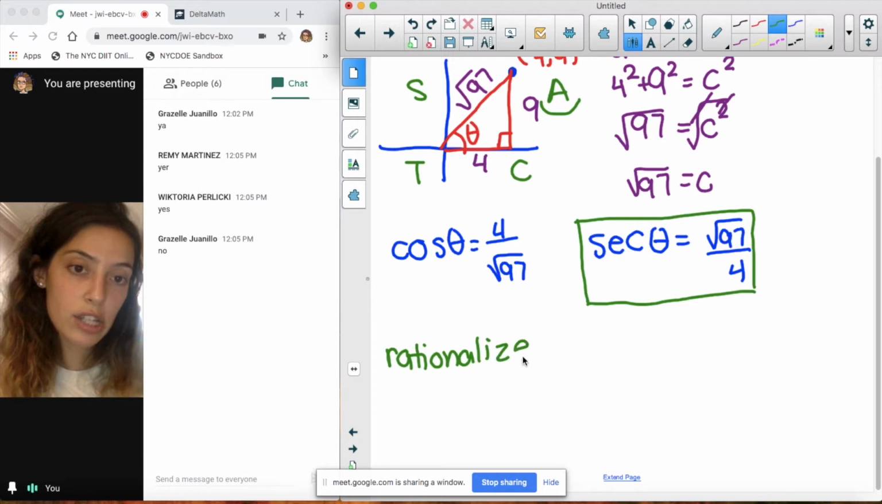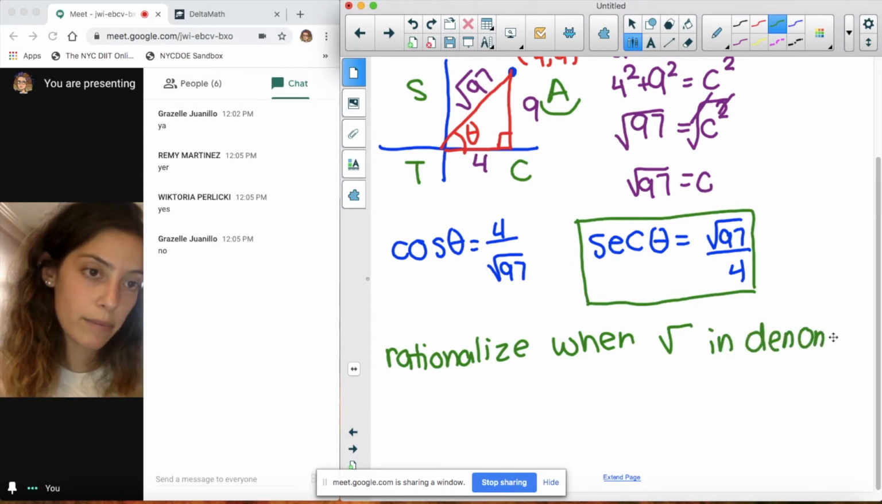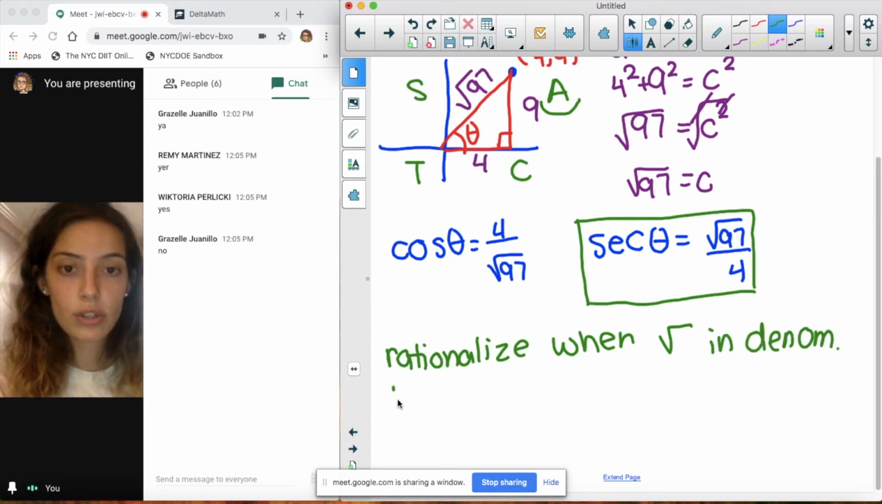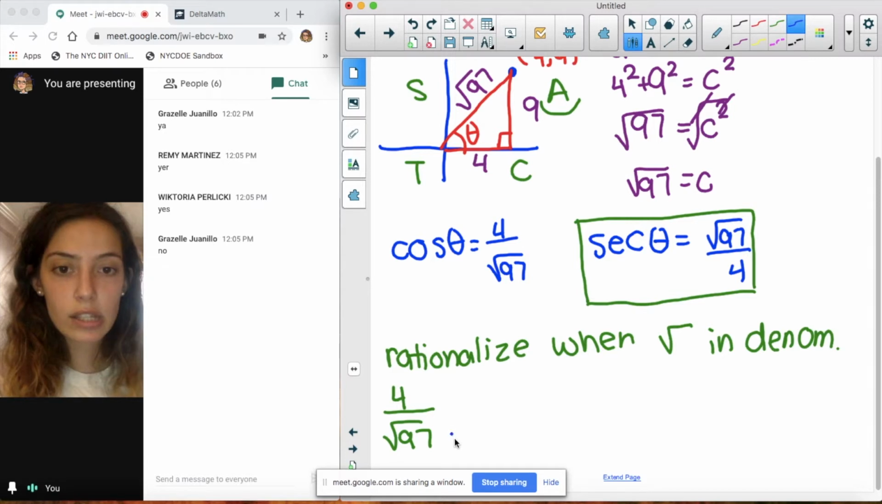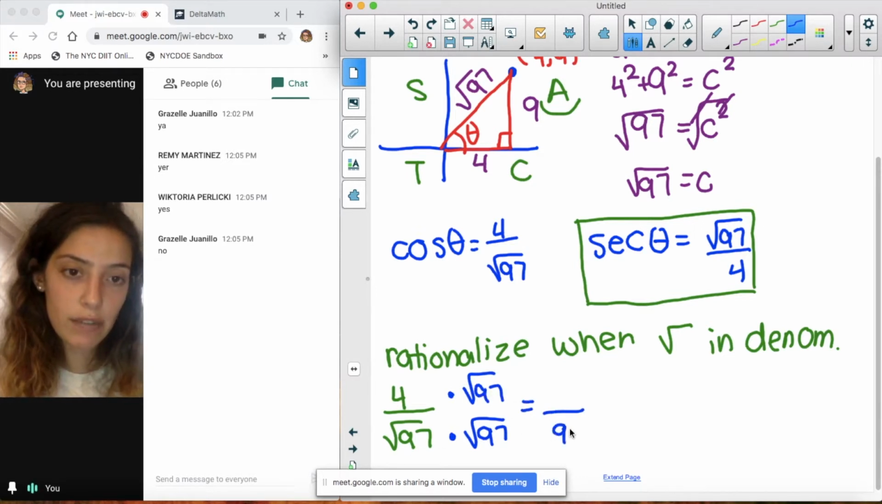you rationalize when you have a radical in the denominator. So we had 4 over radical 97. To rationalize this, you multiply the numerator and denominator by radical 97. When you do that, in the denominator, you're just left with 97.